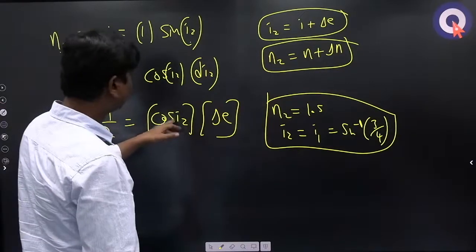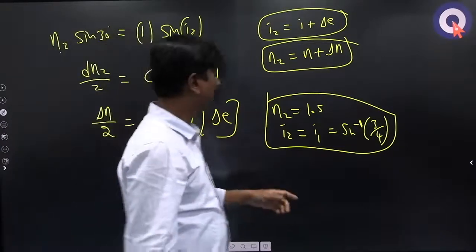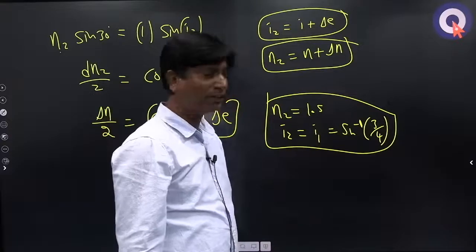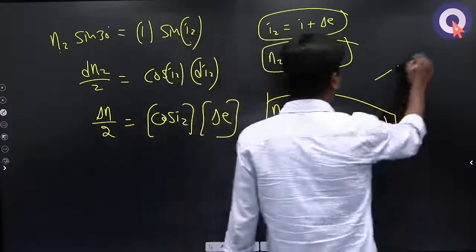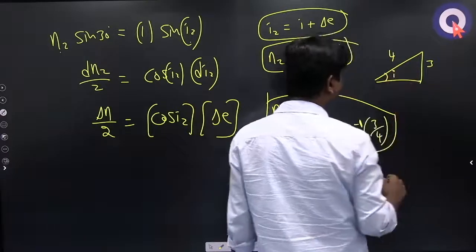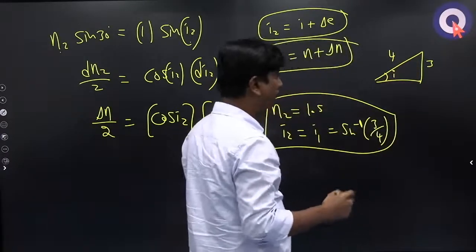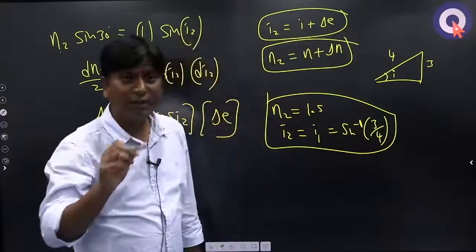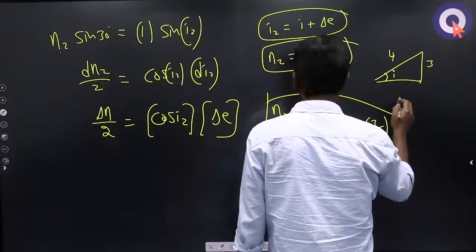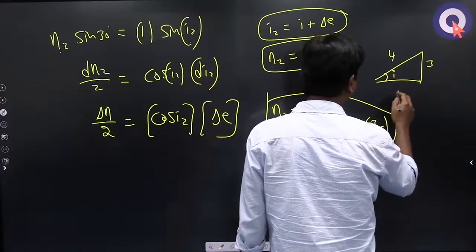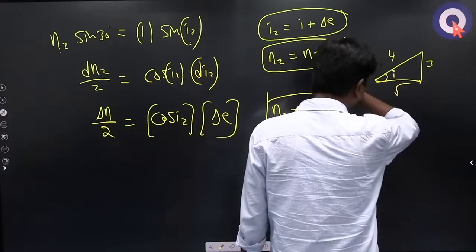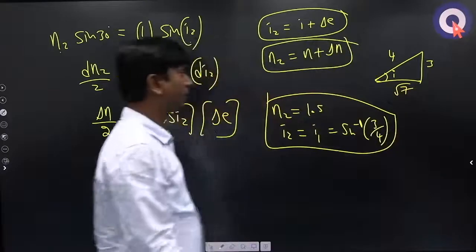So here, sine of I2, or even sine of I1 at that particular instant, is 3 by 4. So take this triangle 3, 4, where this angle is I, which is I1 or I2, both of them being the same when N1 and N2 are equal to 1.5. So this comes out to be the square root of 16 minus 9. How much is it? Something like root 7. Okay.